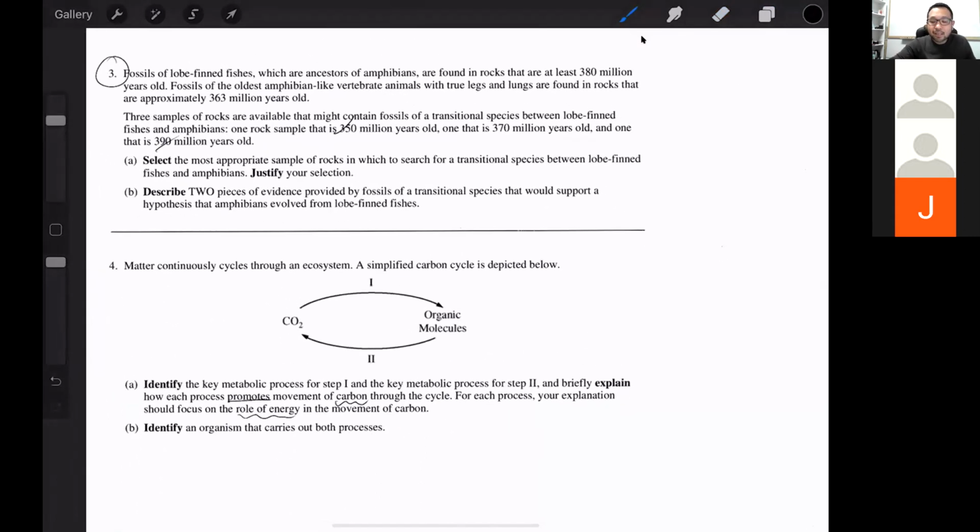Number 3 is not something that I am terribly concerned about for this year's test. However, it does give us some concepts that I think are important. Unfortunately, it does have some markings on it because, like I said, I use this to teach another class. We're looking at lobe-fin fishes, which are supposed to be ancestors of our amphibians, and they're found in rocks that are at least 380 million years old. The oldest amphibian-like vertebrate animal was found in rock about 363 million years old. So we have these 3 rock samples, one from 350, one from 370, and one from 390.